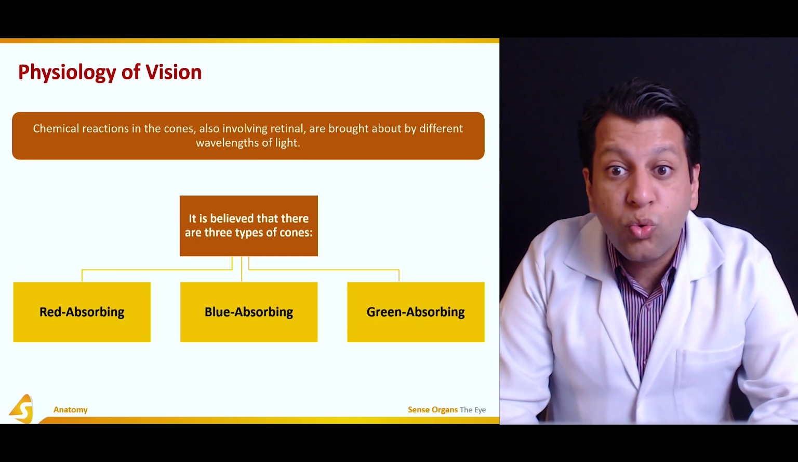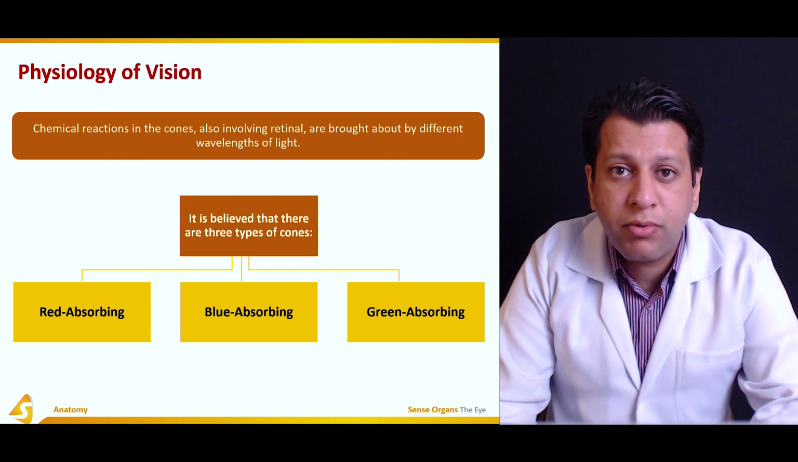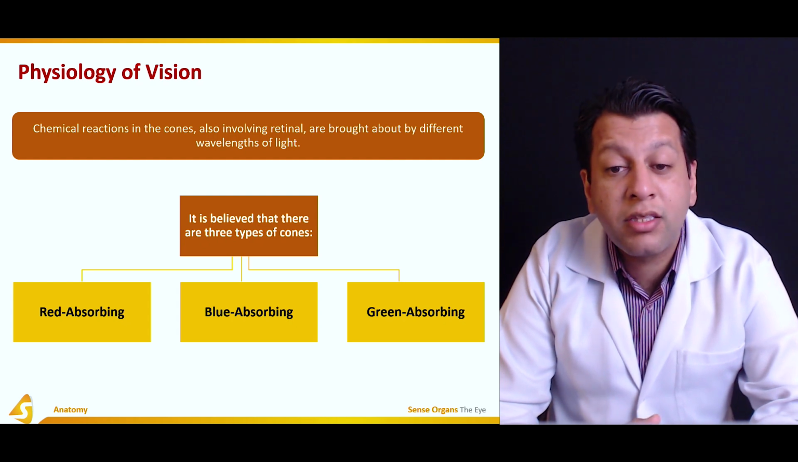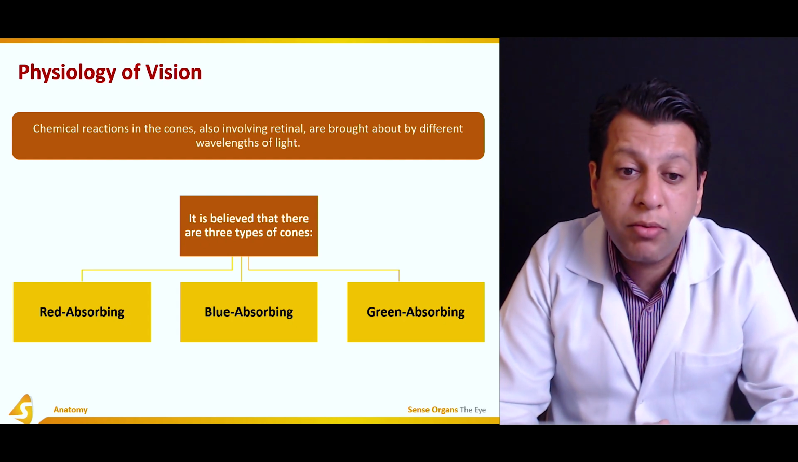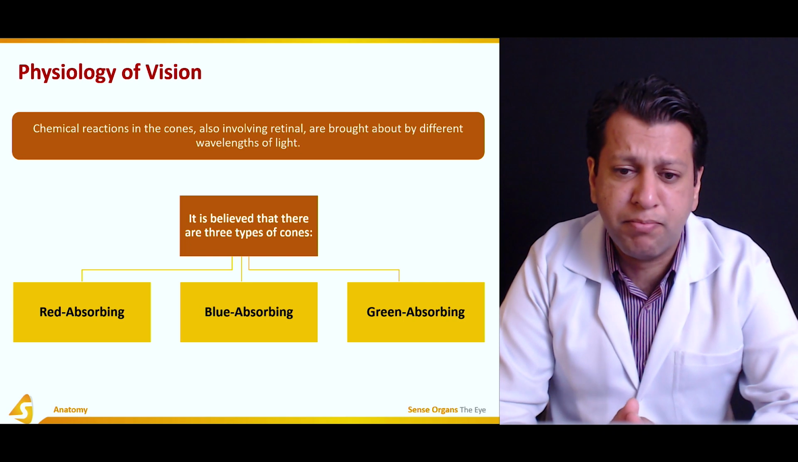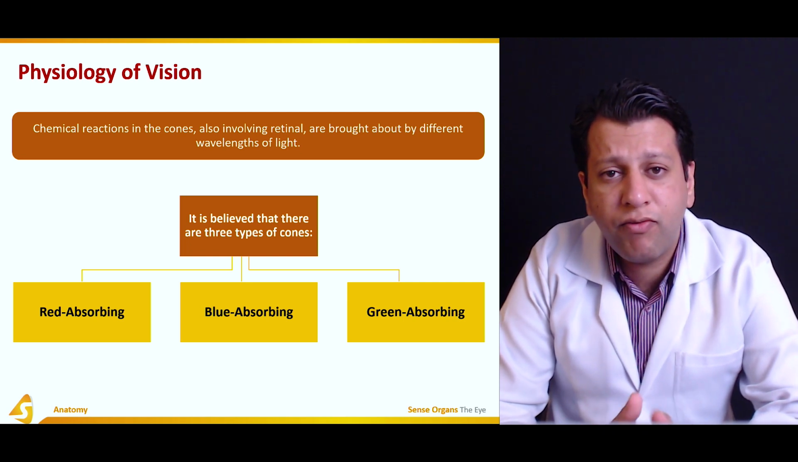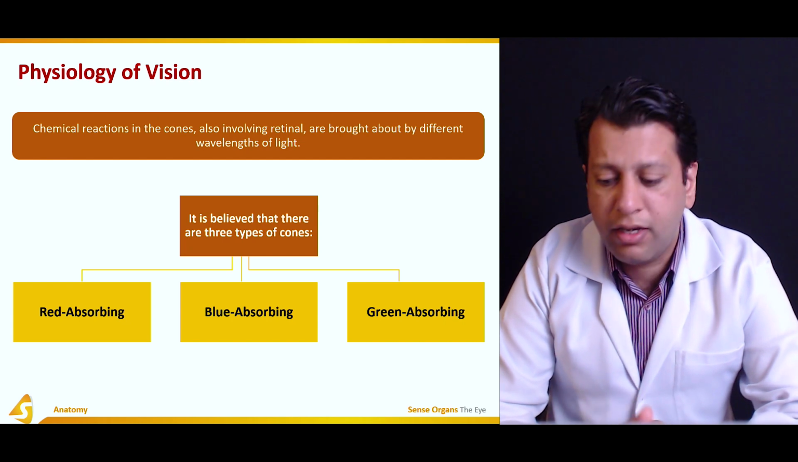Chemical reactions in the cones also involve retinal and are brought about by different wavelengths of light, as cones detect colorful or bright light. It is believed there are three types of cones: the red absorbing cone, which gets activated at the red wavelength, and the blue absorbing and the green absorbing cones. They get activated at different wavelengths in the light.